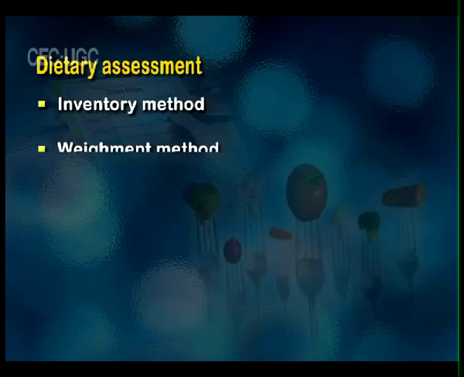Though a large sample can be covered in a relatively short time, active cooperation of the respondent is very necessary. This method is possible only when the community is fairly educated and subsists on a cash economy, where food is usually purchased from the market. The second method is called the weighment method.